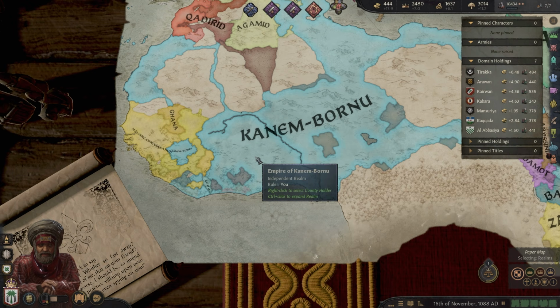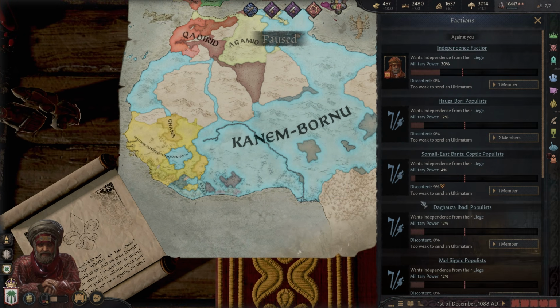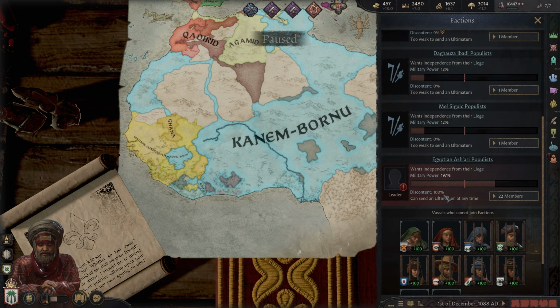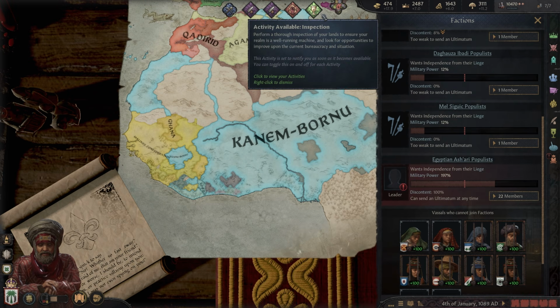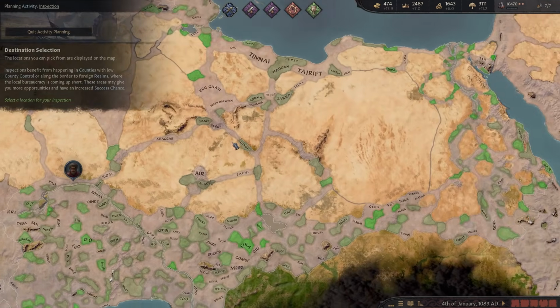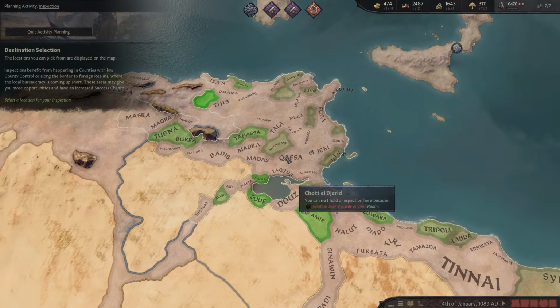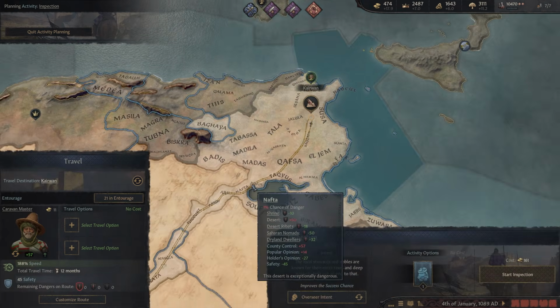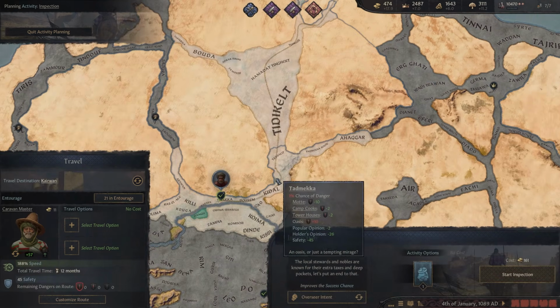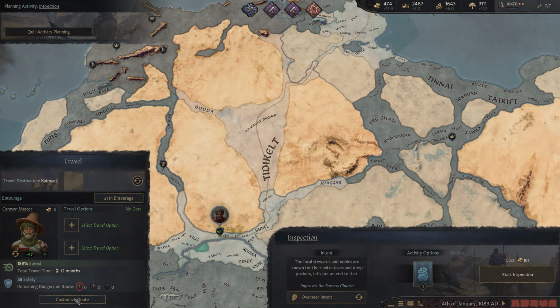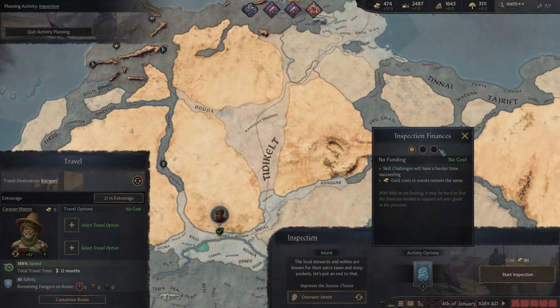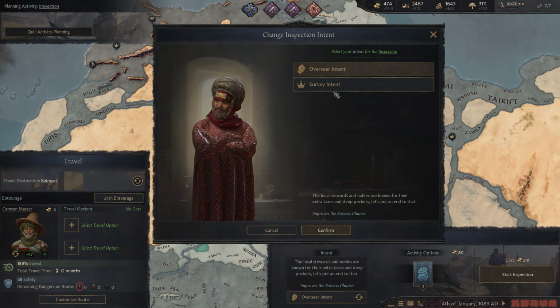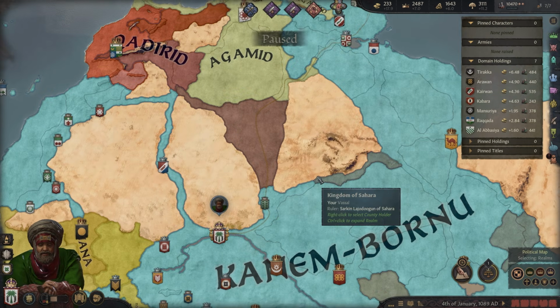Right. Now, just chill a second. So this faction, is it going to fire again? It claims that it can, but it has no leader, which I think you need for it to fire. Let's do an inspection. I could do an inspection all the way up to this one, to my other holding. You know what, sure, let's do one to my other holding and come back. I'm going to pay for the extra stuff in it, and I'm going to do a survey intent. Right, go.